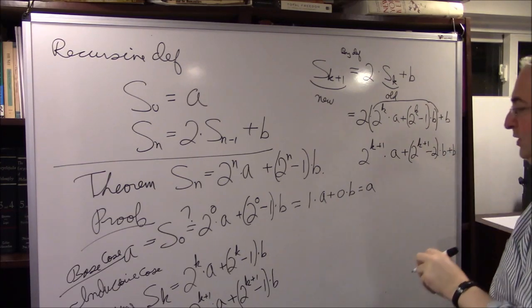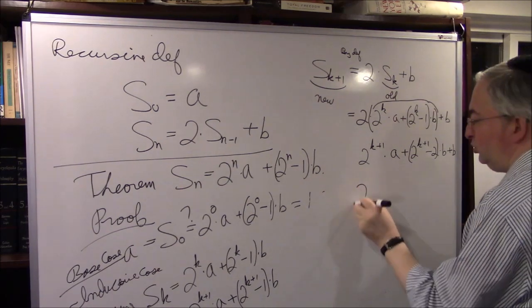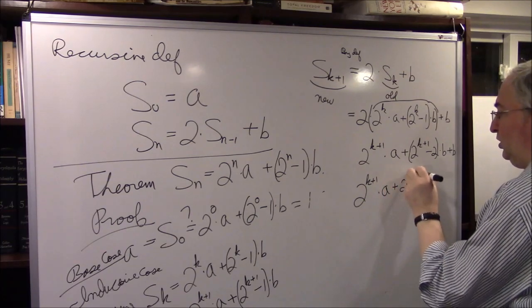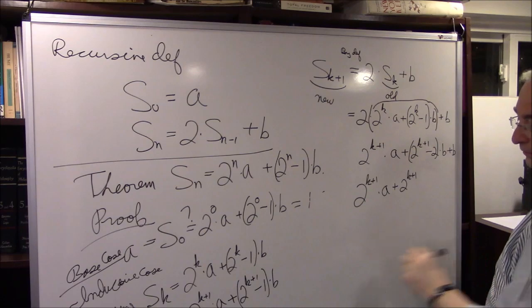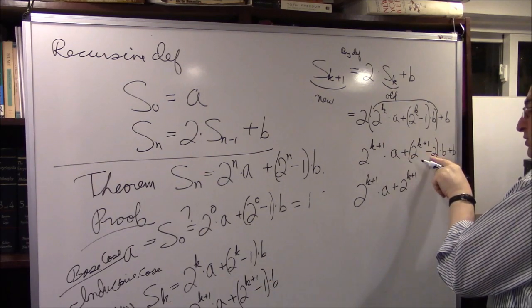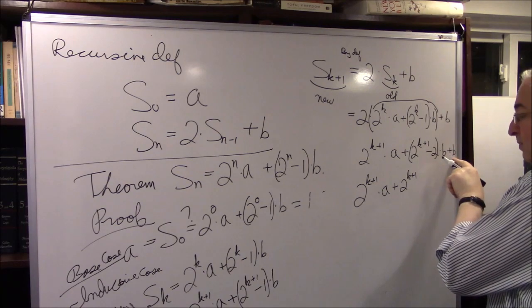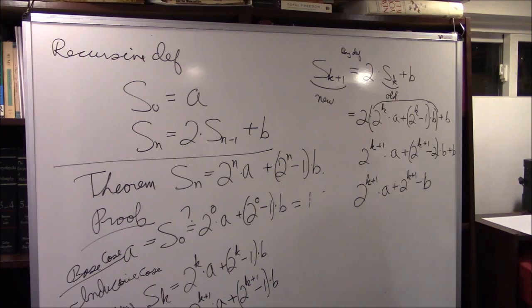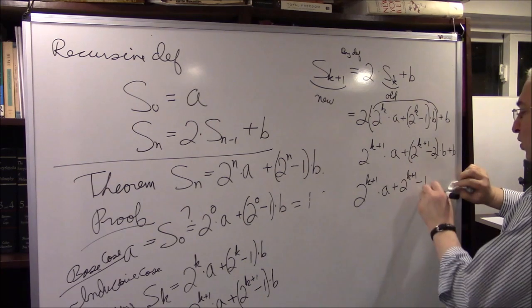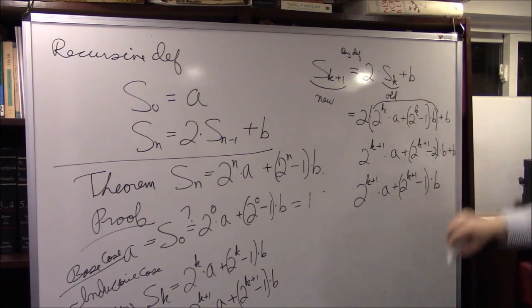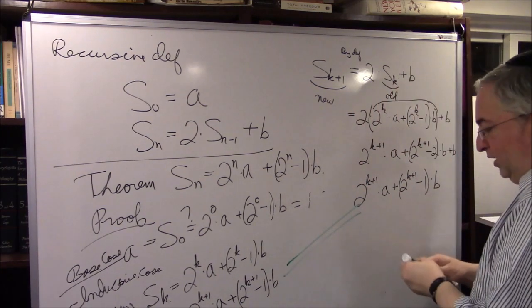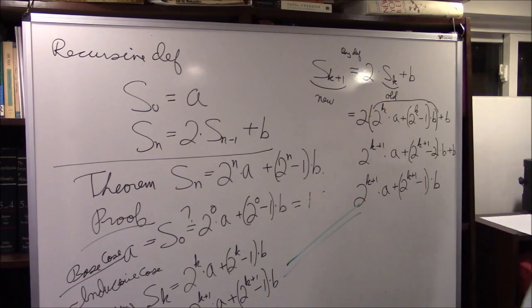Okay, let's rewrite this. So this becomes 2 to the k plus 1 times A plus 2 to the k plus 1, I like that, minus 2B plus 1B, which is minus 1 times B. And that, by mathematical induction, is equal to that. So it matched up with our cheat sheet. We're very happy. It worked.